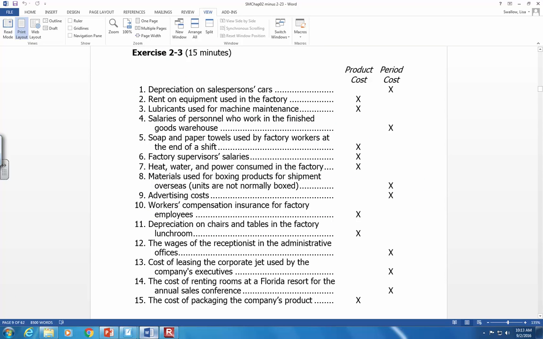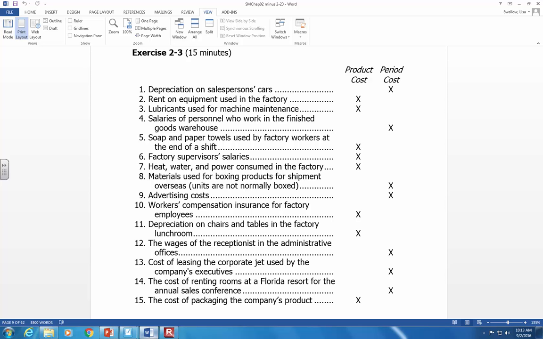Soap and paper towels used by the factory workers at the end of a shift. That goes into what? Overhead. Would it be indirect materials, or would it just be kind of like an... I think it's an element of overhead, just like I was saying, all the benefits that the factory workers get go into manufacturing overhead. Supervisor salaries, that's indirect labor and is a product cost.